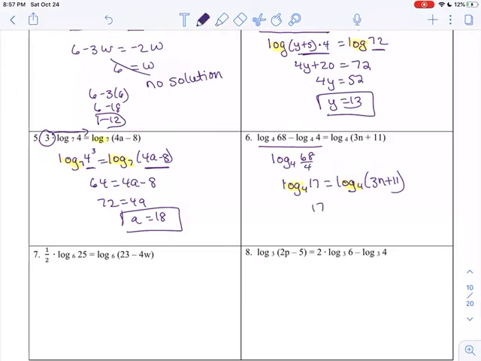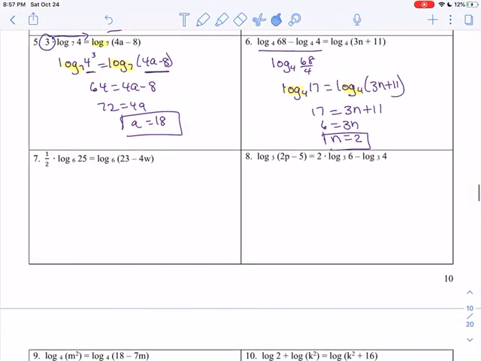As soon as I have one log on the left and one log on the right, and they have the same base, which they do, then I'm just going to set equal to each other. 17 equals 3n plus 11. I sort of drop the logs. Subtract 11 and I get 6. Divide by 3 and I get 2. Quickly plug in 2 just to make sure it does not give you any negatives, and it will not.